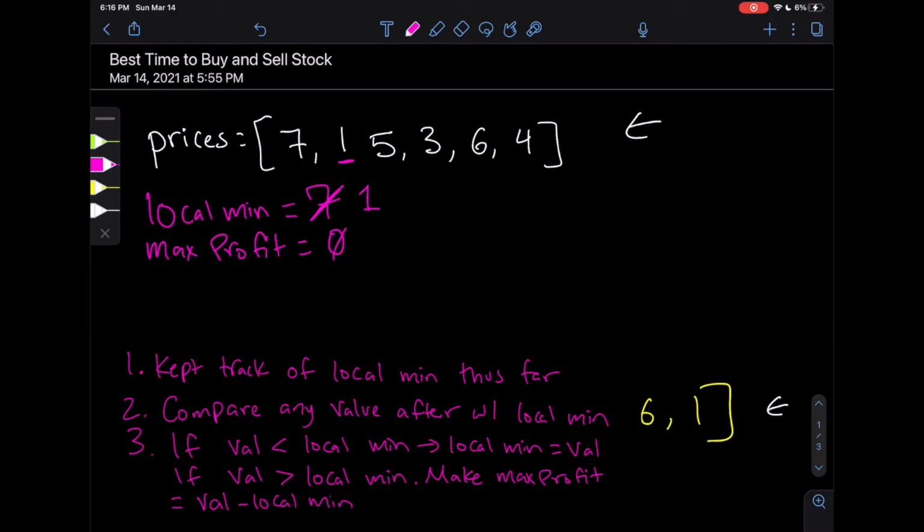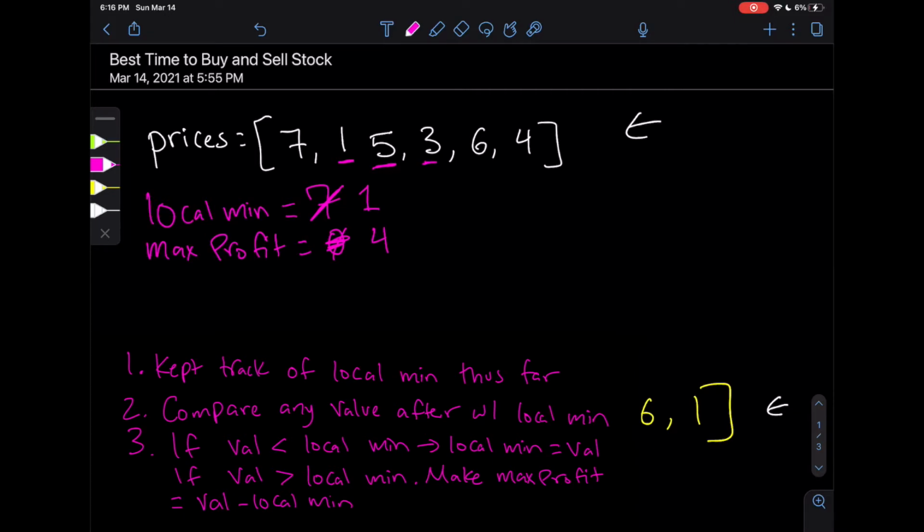So now let's go to the second index. Now we have a value of 5. This value isn't less than our local minimum, but it's greater than our local minimum. And every time we encounter a value that's greater than our local minimum, let's do a quick check to see if the difference between that value and the local minimum is greater than our maximum profit. In this case, 5 minus 1 is 4, and that is greater than our current maximum profit of 0. So let's reassign our max profit to 4.